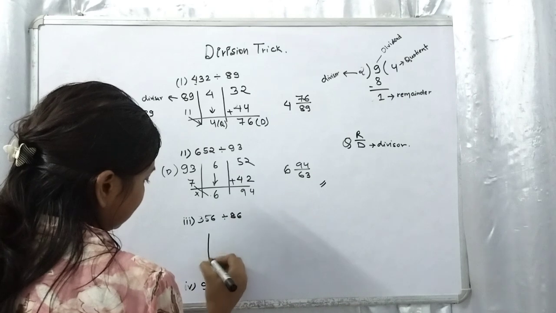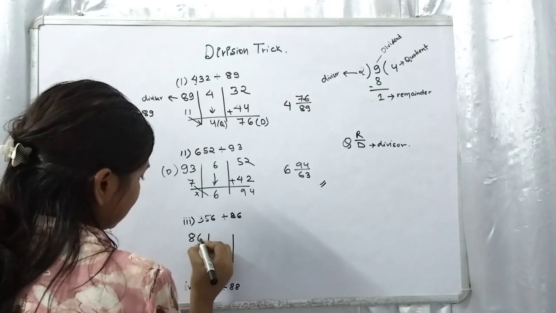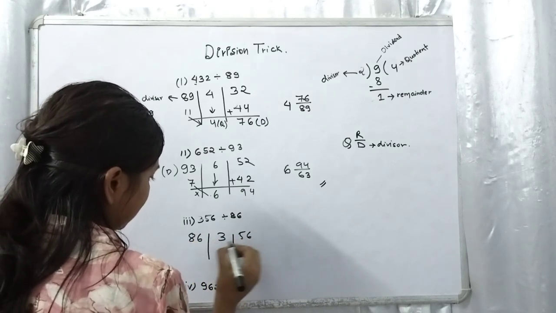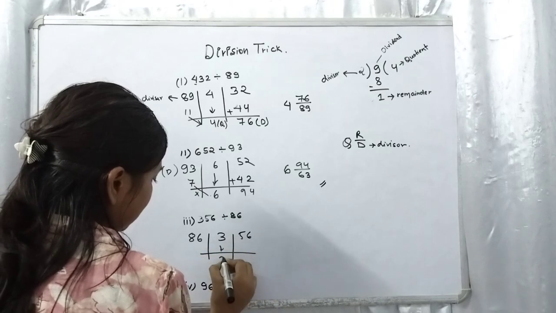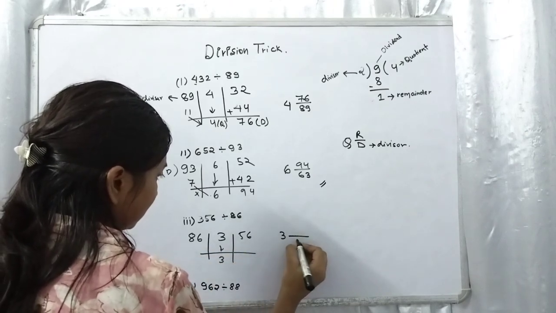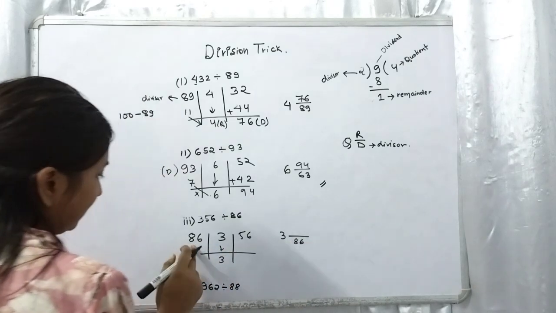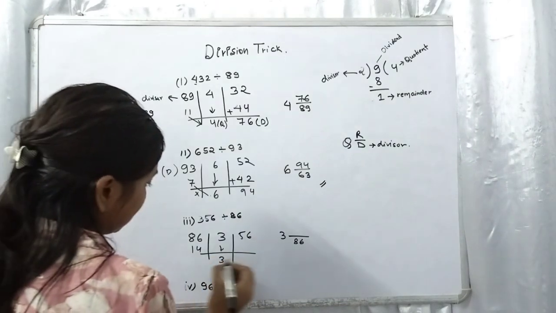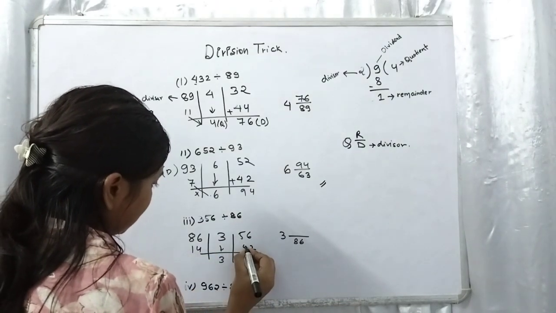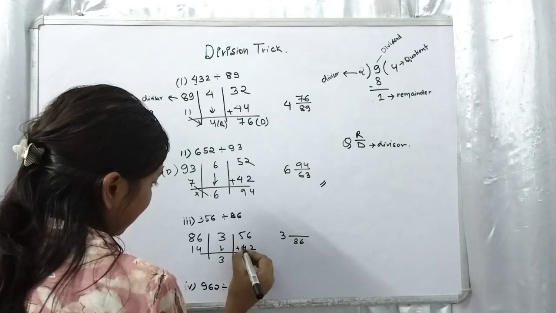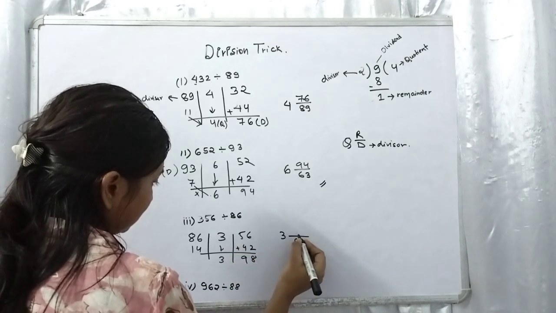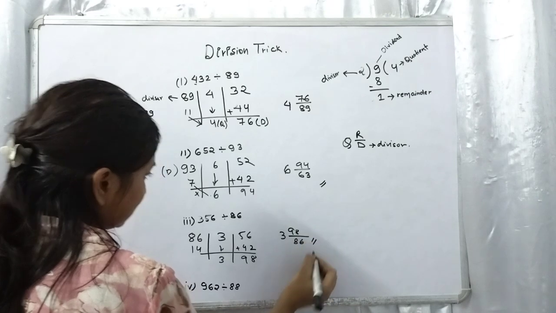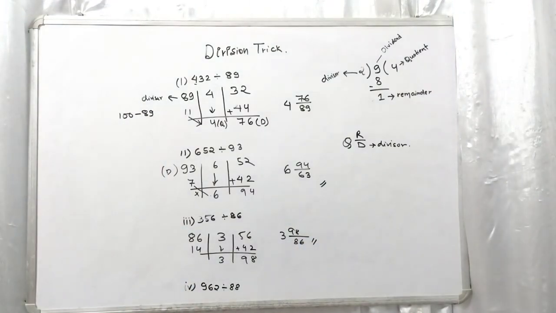Again, this is your 86, this is 3, this is 56, this 3, 86. 100 minus 86 is 14, right? 14 into 3: 4 3s are 12, 3 1s are 3 plus 1 is 4, then 6 7 8. If you add this up, and this is 9, so this is 98. When you practice, you can take out the answer in a very easy and quicker way.